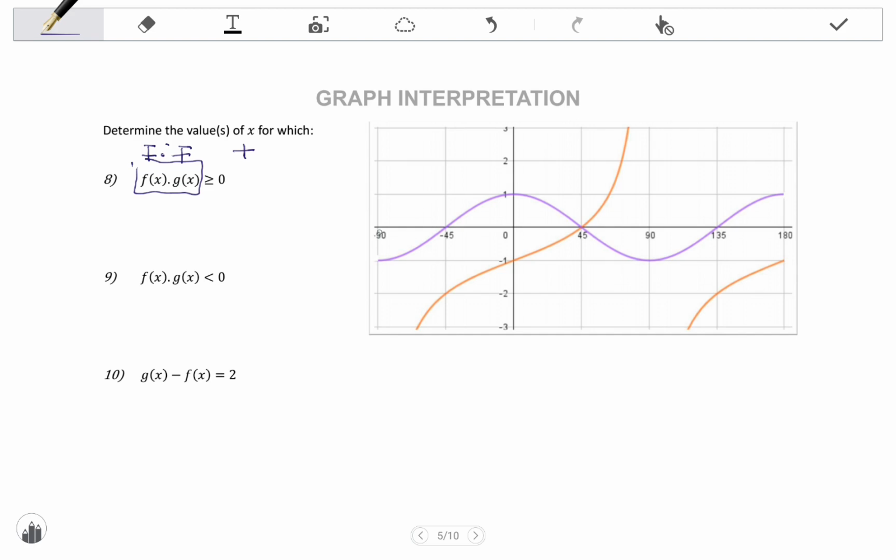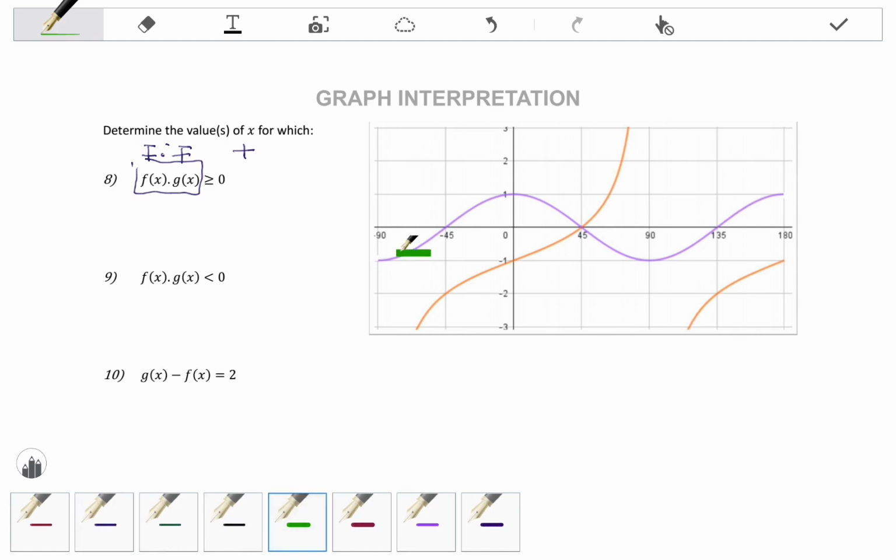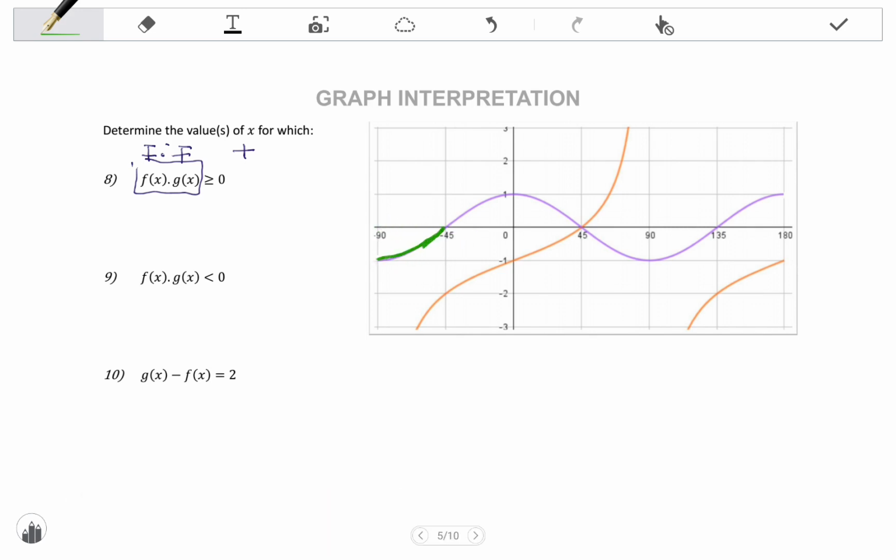Okay, so if we move from left to right, I'm going to highlight points where both our graphs are either below the x-axis or both above the x-axis. Okay, so from negative 90 to negative 45, this is g of x, and this is f of x. So from negative 90 to negative 45, g of x is below the x-axis, and f of x is also below the x-axis. So its y coordinates for both of these parts is negative. So negative times a negative gives us a positive product.